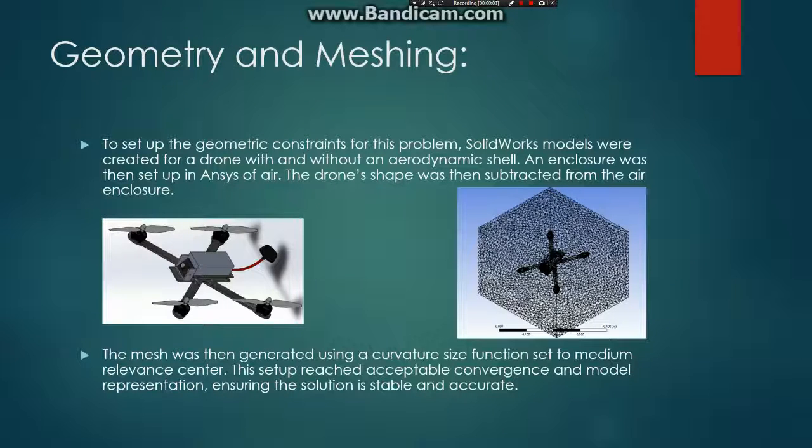For the geometry and meshing of the problem, to set up the geometry constraints, SolidWorks models were created for a drone with and without an aerodynamic shell. An enclosure of air was then set up in ANSYS. The drone shape was then subtracted from the air enclosure. The mesh was then generated using a curvature size function set to medium relevance center. The setup reached acceptable convergence and model representation, ensuring the solution is stable and accurate.